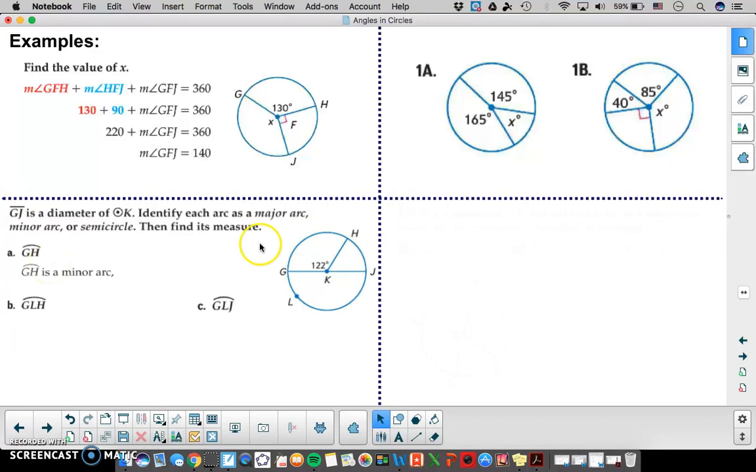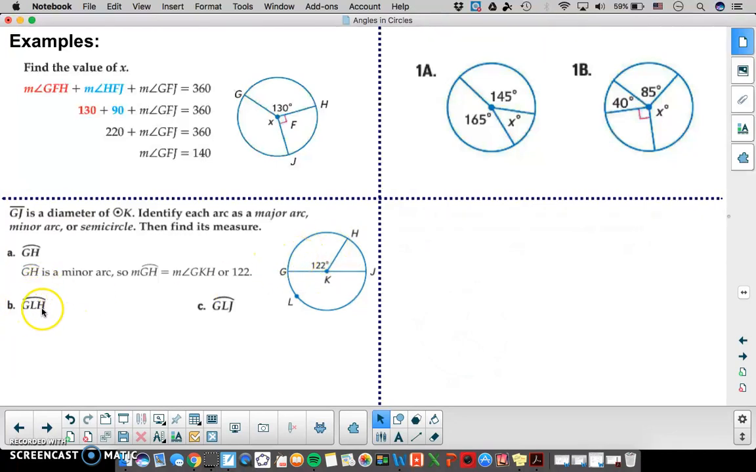GH is a minor arc because it is less than halfway around the circle. So the measure of arc GH is the same as its central angle GKH that intercepts it. So that would be 122 degrees.